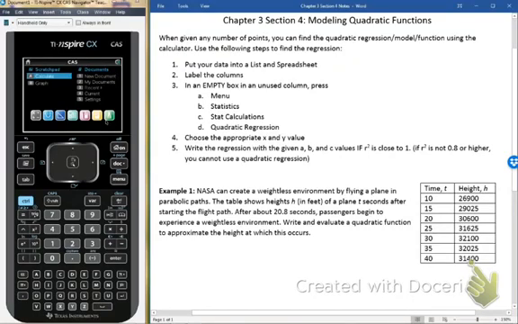Hello and welcome to Chapter 3, Section 4, Modeling Quadratic Functions. Today, when given any number of points, we're going to find the quadratic regression, model, or function, whatever words they use, using the calculator. Make sure you write down the following steps.